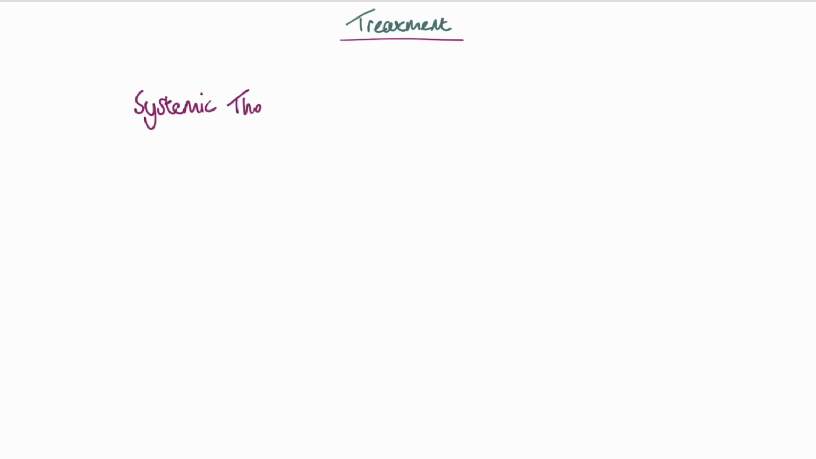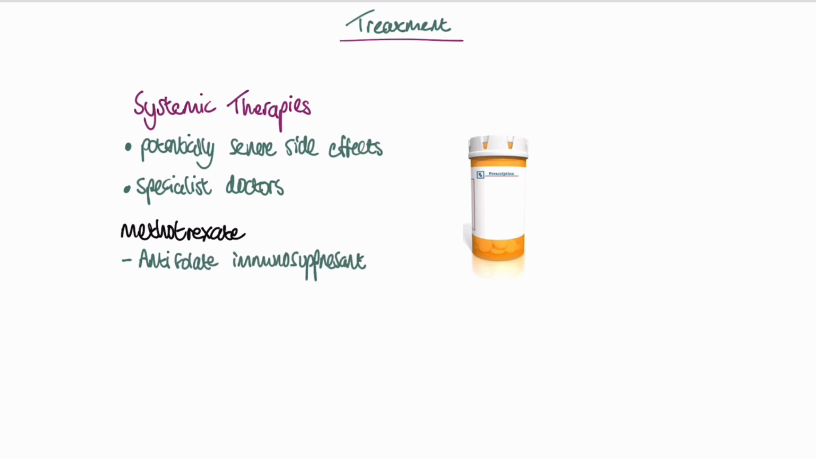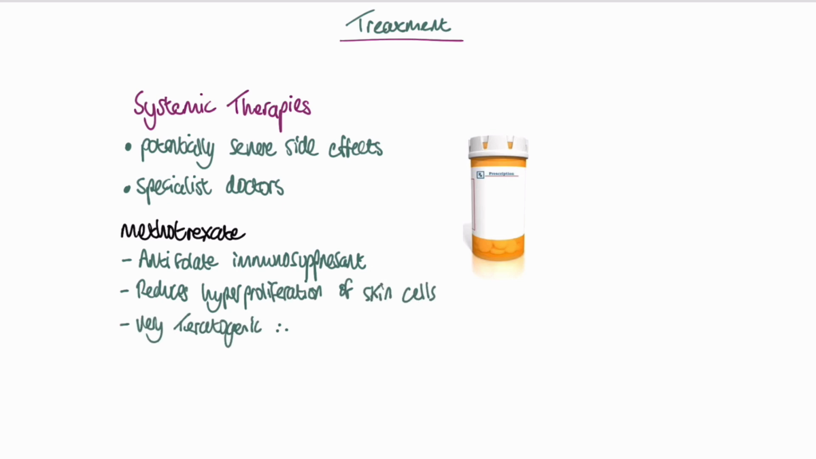The use of systemic therapies has to be weighed against their potentially severe side effects. They are therefore typically only started by specialist doctors. Methotrexate is an antifolate immunosuppressant normally used first line in patients requiring systemic therapy. It works by reducing the hyperproliferation of skin cells. However, it is highly teratogenic and therefore can't be used during pregnancy or in those breastfeeding. Contraception is advised for both men and women during and for at least 6 months after treatment.